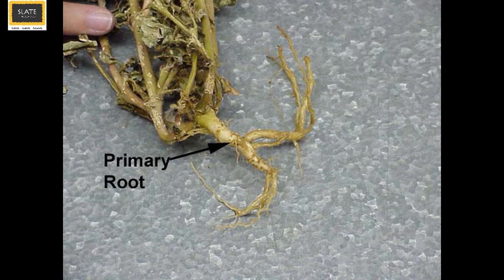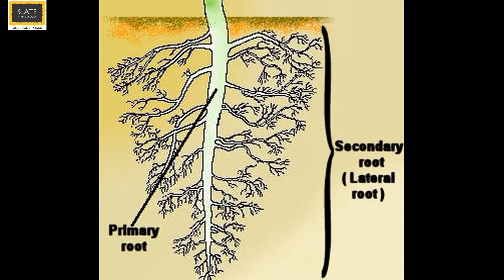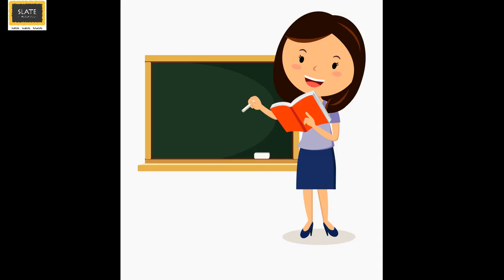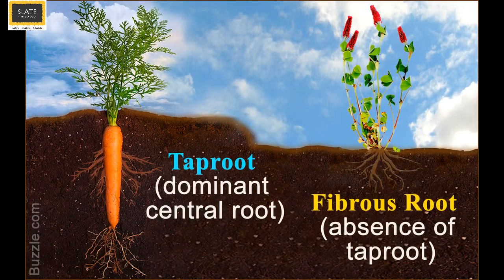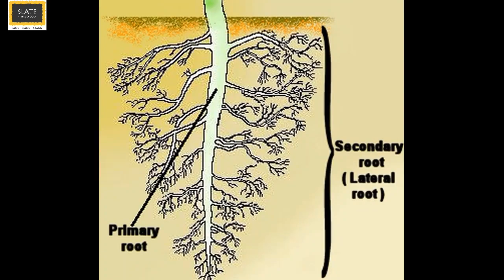Most of the roots have primary roots which grow downward and secondary roots which branch out and spread on the sides. Children, roots are divided into two types based on its structure, taproot and fibrous root. Taproot contains a single thick primary root. Many smaller secondary roots grow from the sides of the primary root.